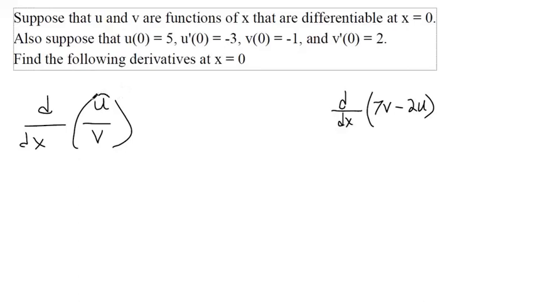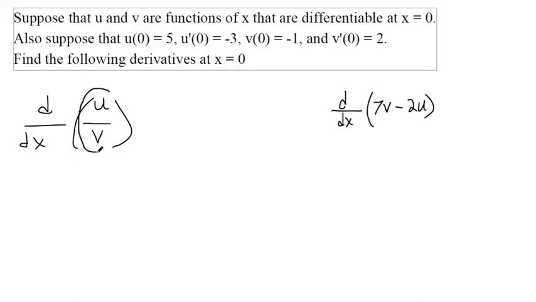So we don't know what u is, we don't know what v is, but we're asked to find the derivative with respect to x. So u and v, we're assuming, are some sort of functions of x, but we just don't get to look exactly at how they're defined. That's okay. We can still write out what the derivative is going to be using the letters u and v.